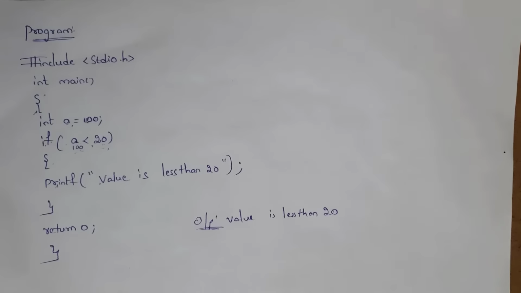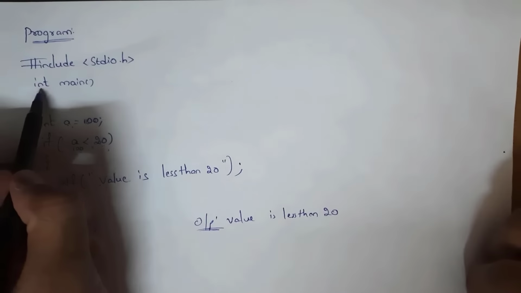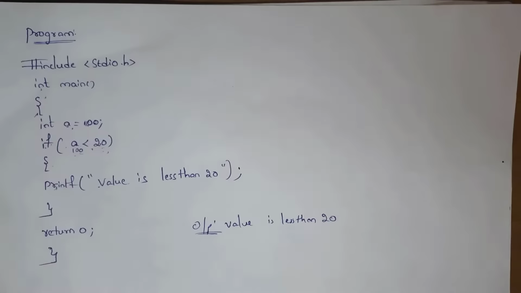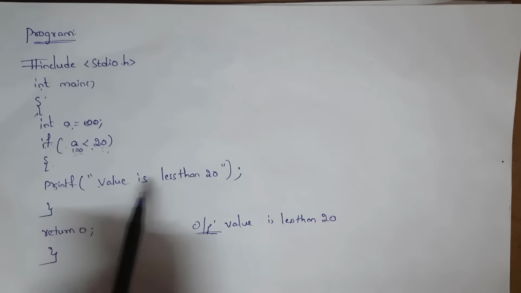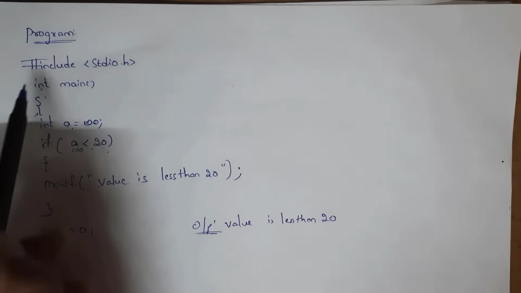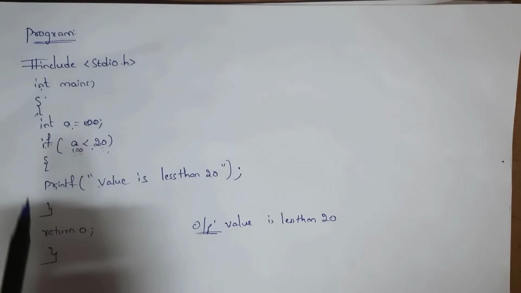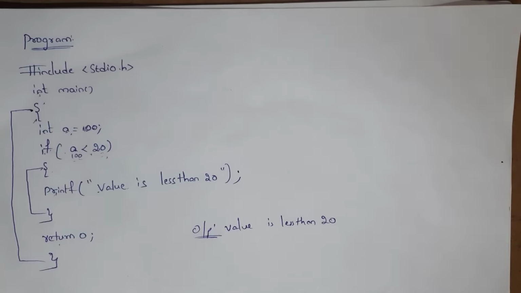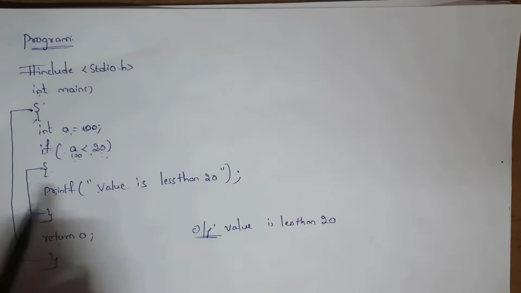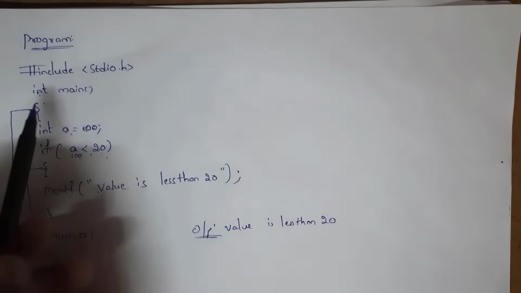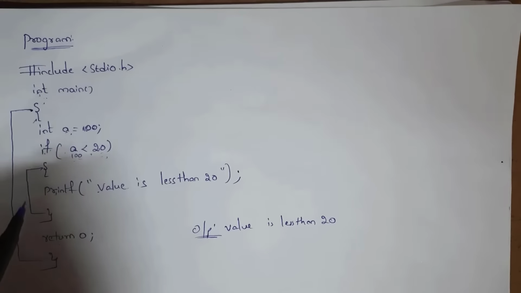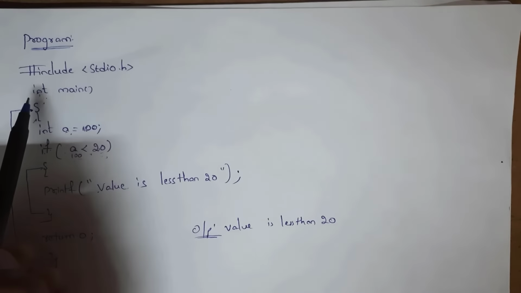Guys, you need to remember one important thing: here you need to use int main, not void main, because based on the conditions we may skip some statements. So you need to use int main here. Whenever you use int main, definitely you need to write return 0. For example, if you want to execute each and every line without skipping any statements, then you can use void main. But here we are skipping some statements based on the condition. So here you need to use int main.